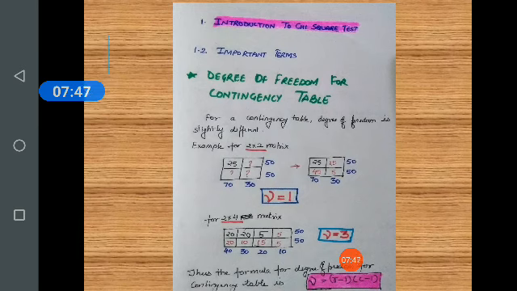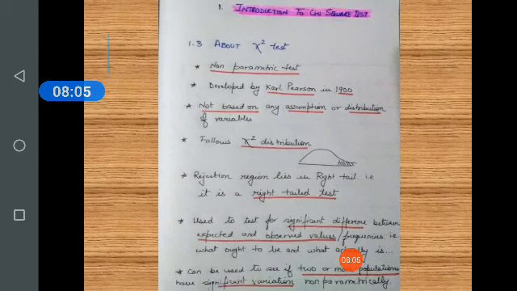So how do we calculate the degree of freedom for contingency tables? Well, the formula is very simple. Nu is equal to (r minus 1) into (c minus 1), where r is again the number of rows and c is the number of columns.